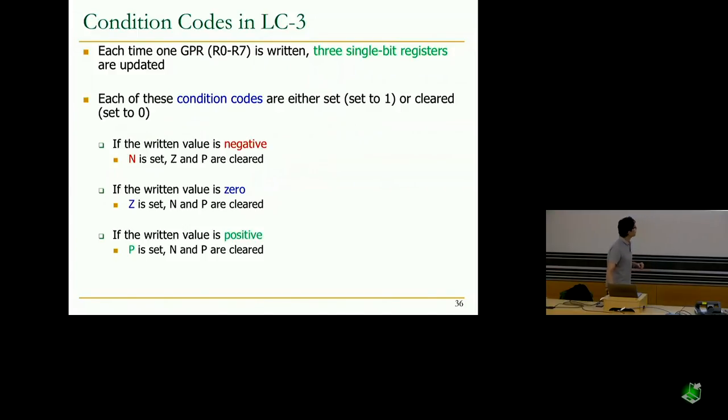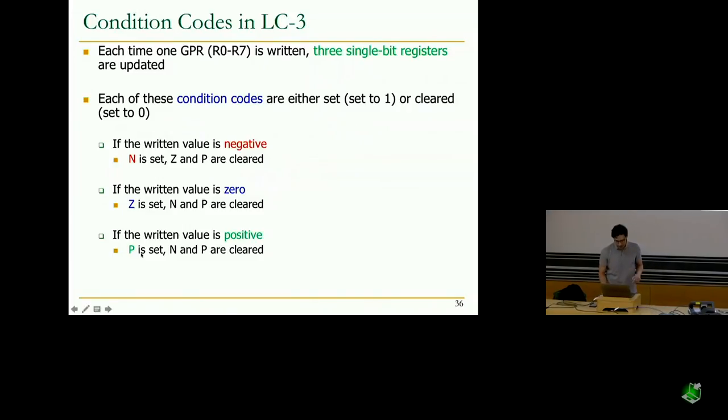And the 3 condition codes are N, Z, and P. So depending on the value that we write, these 3 will be 0 or 1. For example, if the value that we write is negative, N is set, and Z and P are clear. So NZP, the result for the condition codes if the written value is negative, will be 1, 0, 0. If it's 0, Z is set and the other two are clear. And if it's positive, P is set and the other two are clear.